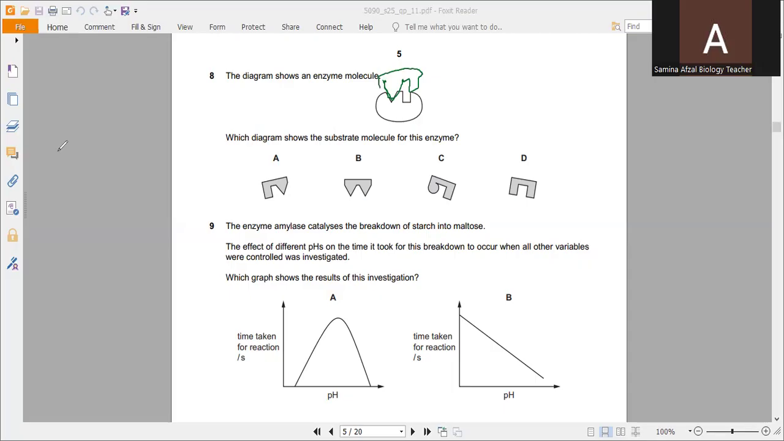will be of this shape. Let me draw it. You can see in this way. So it will be of this shape. So this shape goes with A, because they have complementary shapes. Only A is the correct option. Only this shape will enter into this.